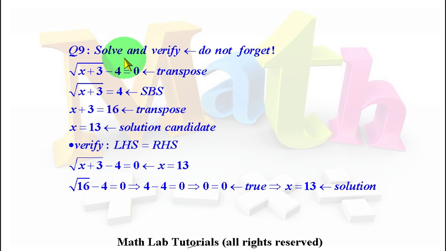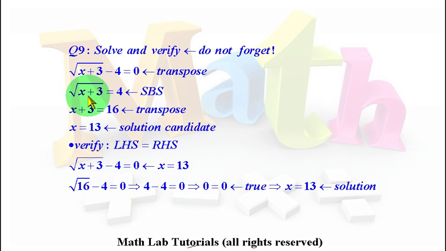Question 9, solve and verify, do not forget. Now this is in standard form, as in the very first slide that I presented. The first thing you want to do is the -4 gets transposed over to the right-hand side. So we have a single radical on the left, and we have a 4 on the right. We're going to square both sides.